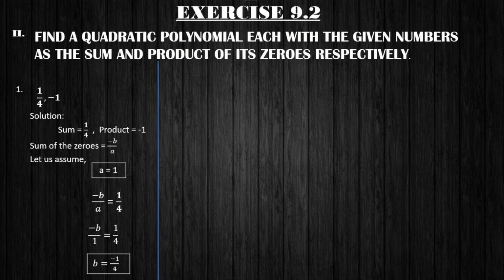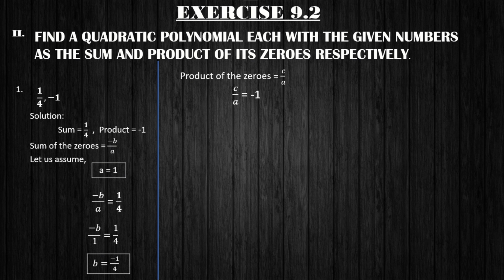Next we need to find the value for c. For that, we need to write the formula of the product of the zeros. So the product of the zeros is given by the formula c by a. In the question, the product is given as minus 1. So equate c by a is equal to minus 1.